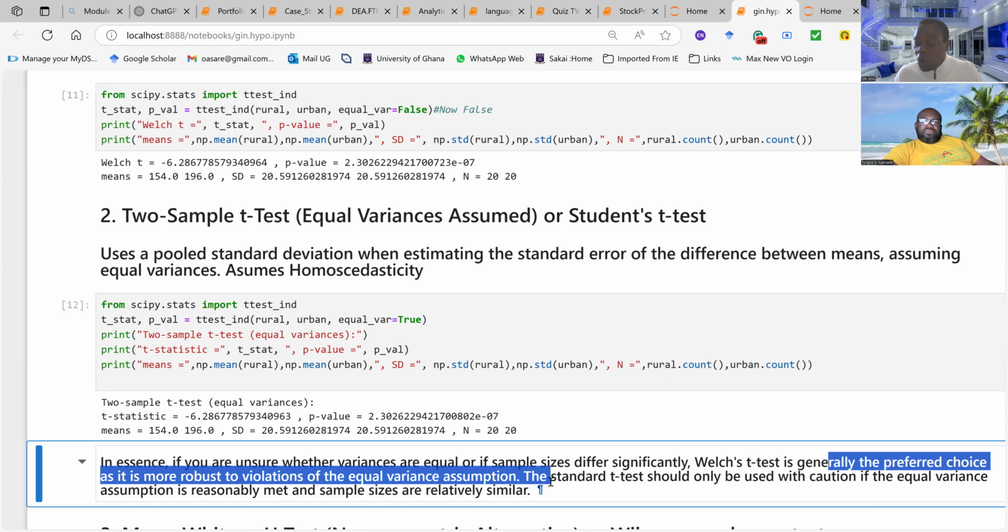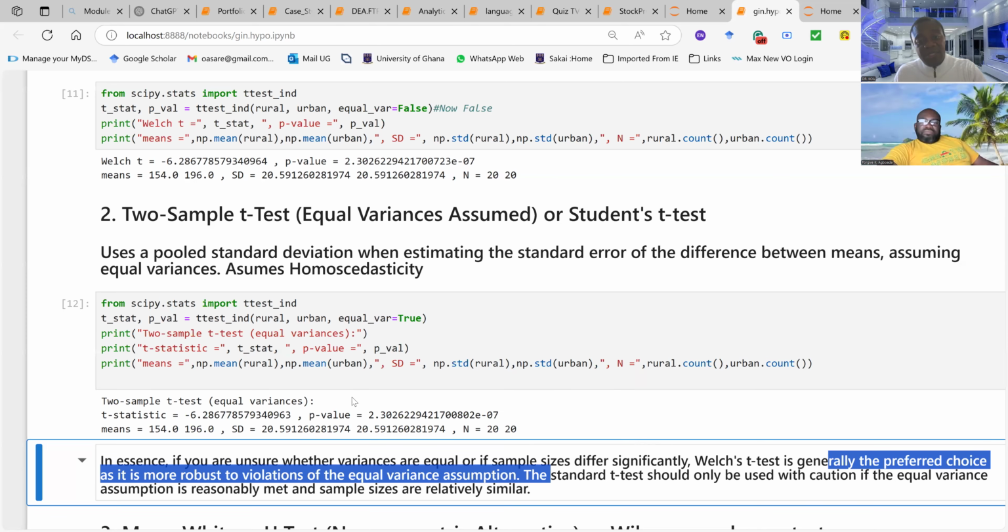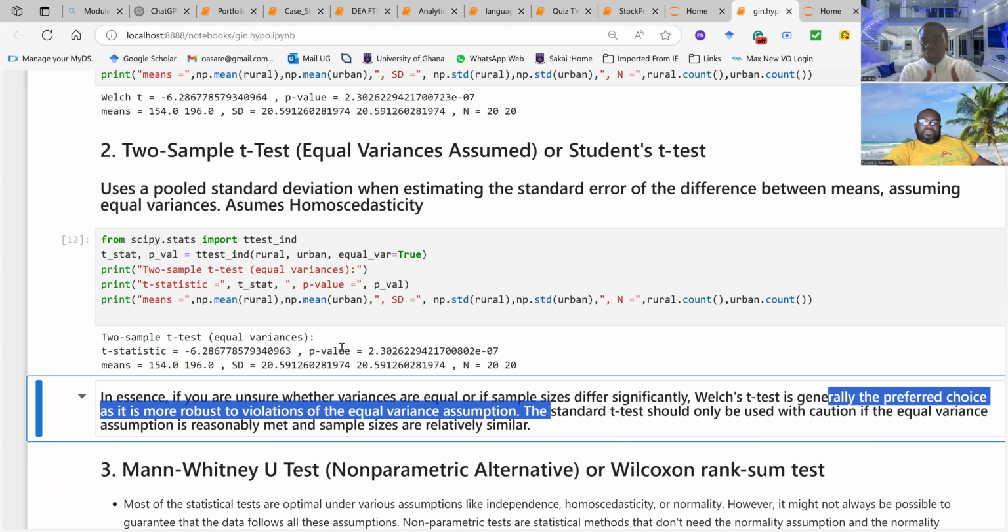The standard t-test should only be used if the equal variance assumption is reasonably met and the sample sizes are relatively similar. In our case, the sample sizes are relatively similar, as you can see. We didn't really test for the homoscedasticity assumption, but you can test it and you'll see that in this case the Student t-test suffices. But again, the other one leads to the same conclusion. Normally when you do both, it's great. Then you tell the reader, the examiner, look, I did both of them. I got the same result.